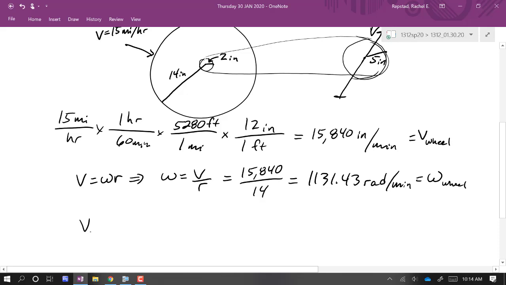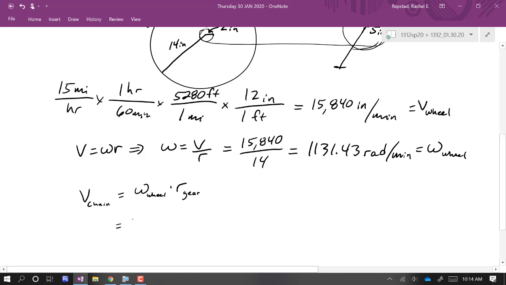So the velocity for that chain is omega times the radius of the gear. So that's 1131.43 times 2 inches. And that's 2262.86. That is the velocity of the chain, which is the linear velocity of the pedal gear.